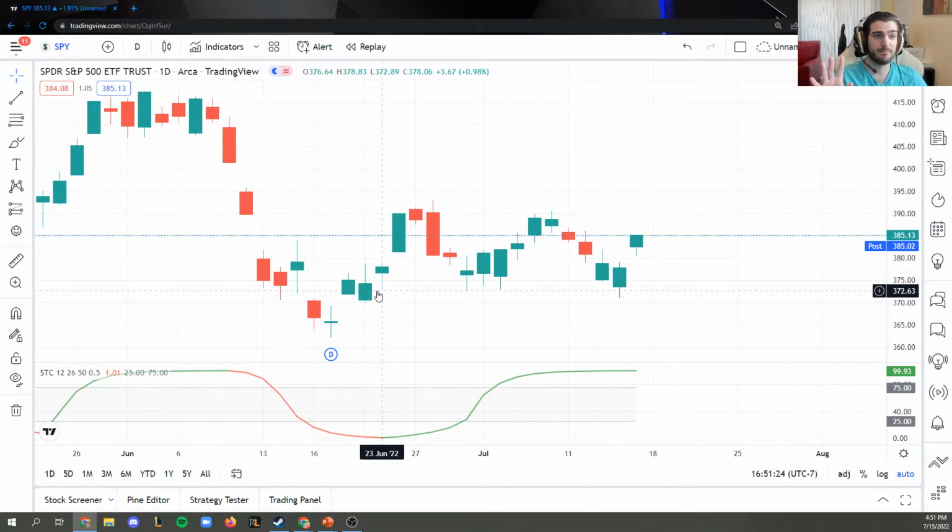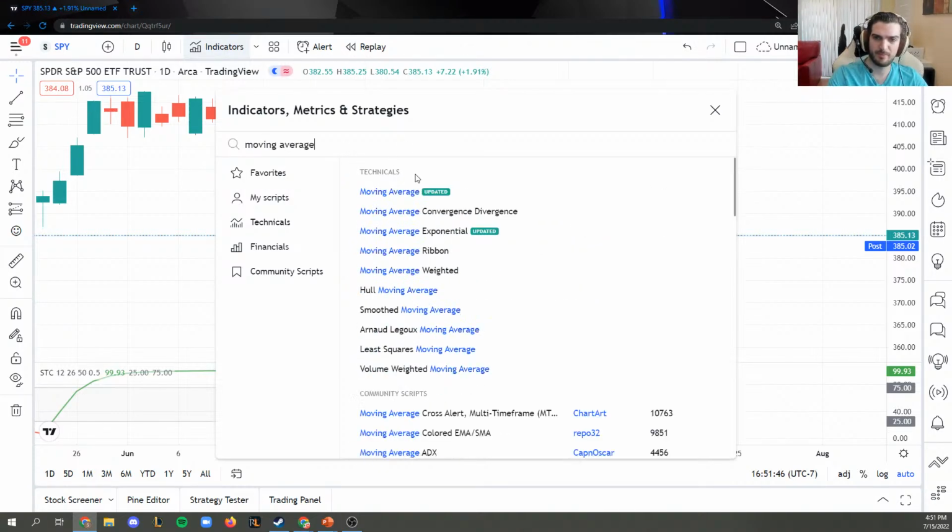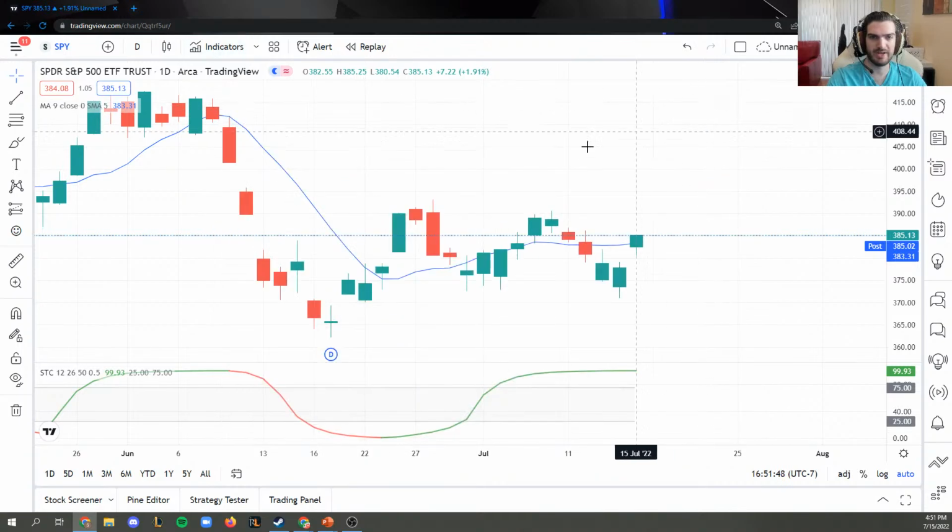So let's review. Technical indicators, we use price, volume, open interest, anything to find a new number. If that number is still a price or is still volume, we can stick it on the main chart in the form of an overlay, such as a moving average.